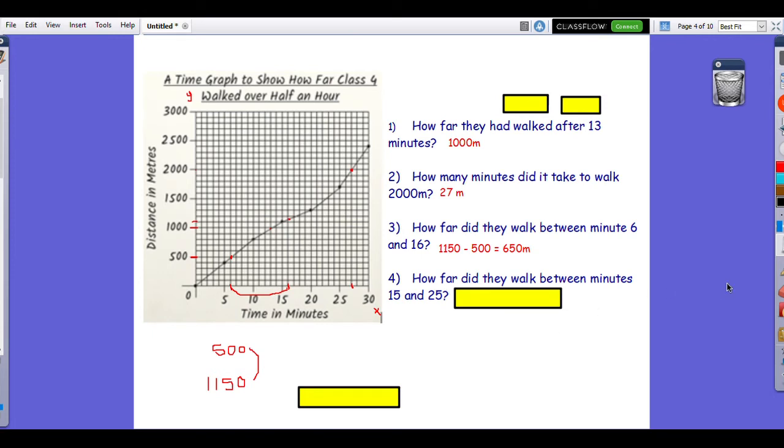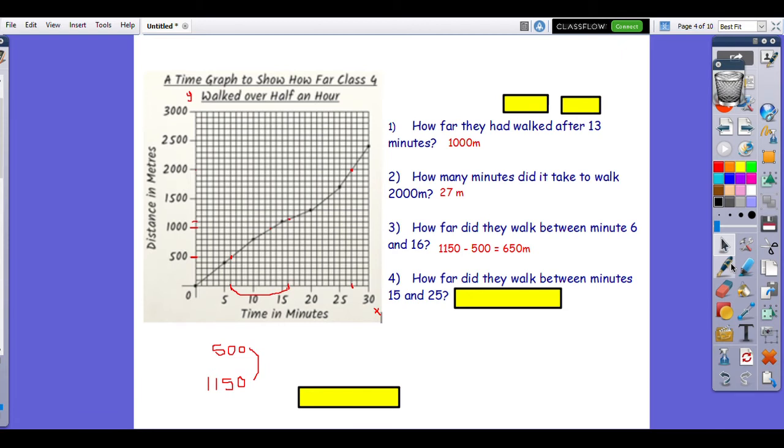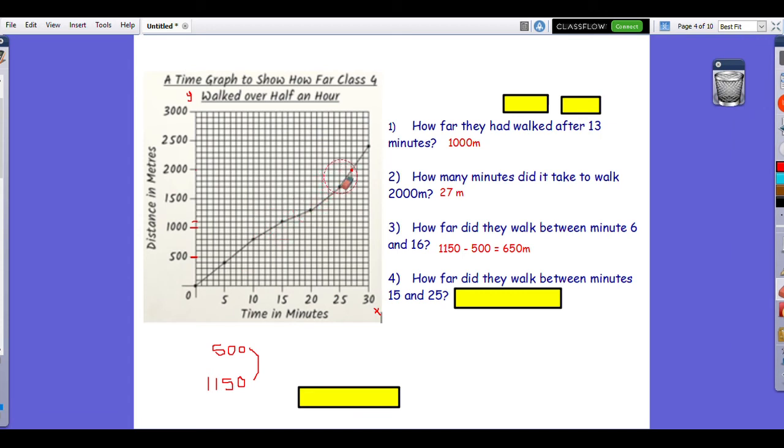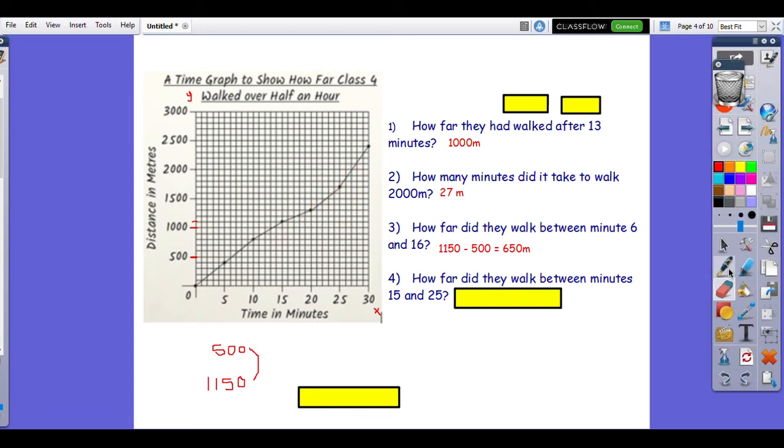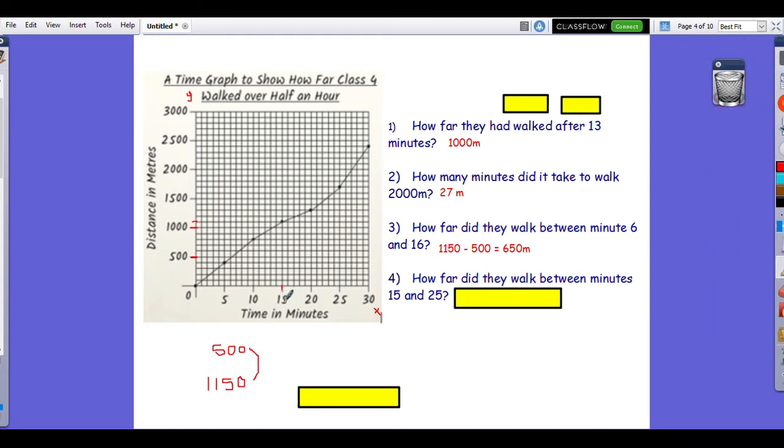Okay, final question. How far did they walk between minutes 15 and 25? Okay, I'm going to get rid of all these marks because they might confuse me. And I'm looking at minute 15 first, so I'm going to put a marker there. And minute 25, so I'm going to put a marker there.